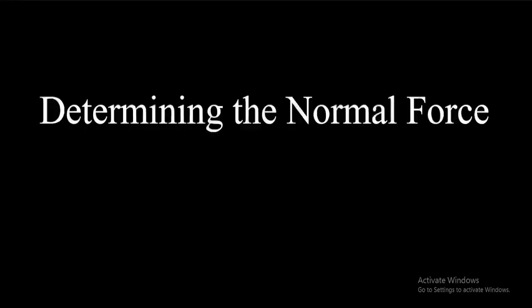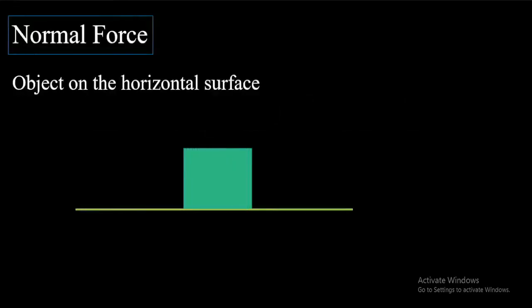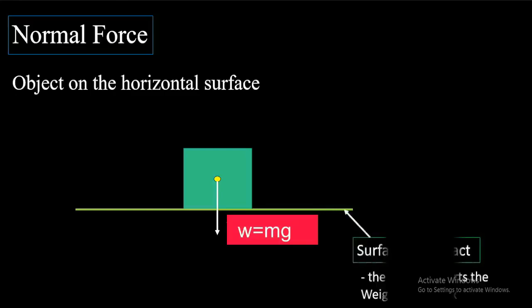Determining the normal force. We consider the object lying on a flat surface laid perfectly horizontal. We know that the object has mass and it is affected by gravity. Therefore the object has weight. This is equivalent to the force due to gravity. We see that it is directed towards the center of the earth. This force is also directed towards the surface.